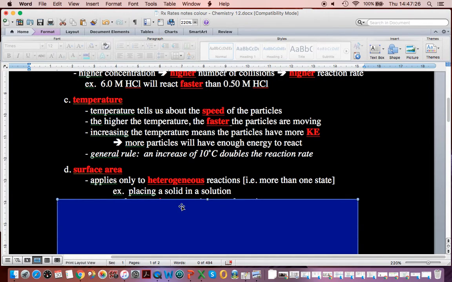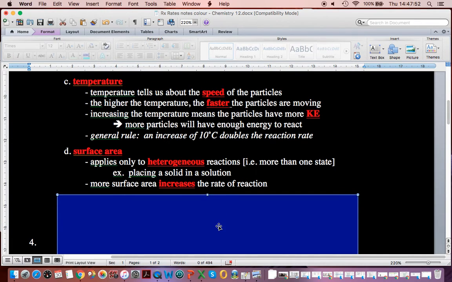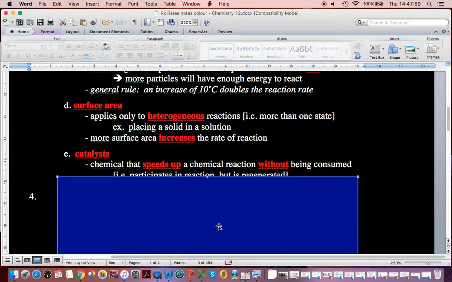Surface area. Now this factor only applies to heterogeneous reactions. So if you have a gas reacting with a gas, we don't talk about surface area because it's considered to have infinite surface area. But if you had a solid and a liquid, or a solid and a solution, then that would be a heterogeneous reaction, and surface area should affect it. The more surface area, the faster the reaction rate. You simply have more atoms exposed available to react.